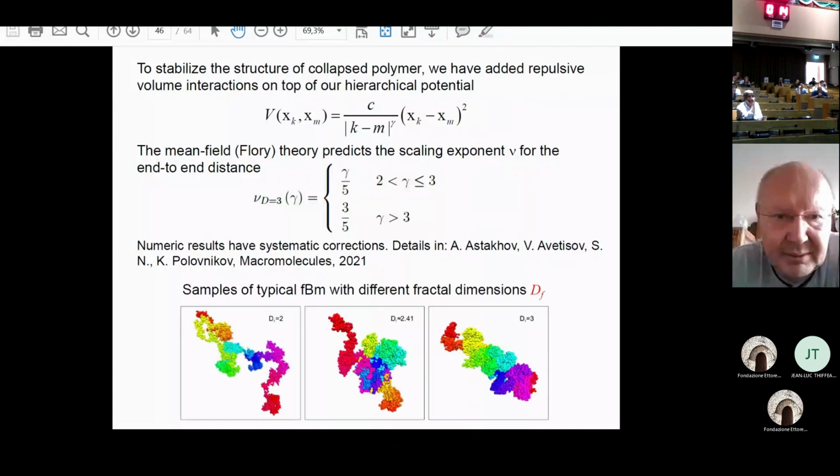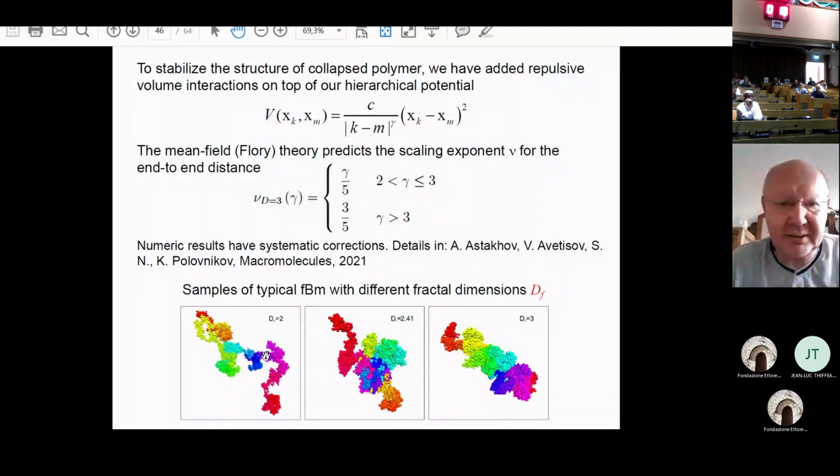Okay, so some results. Here are some snapshots of fractal Brownian motions with different fractal dimensions in three-dimensional space. This is the typical Brownian motion of fractal dimension 2. You see that it looks like a sparse random walk. Then we increase the fractal dimension, and it becomes more dense. We increase it again, even higher, and we see that territories are formed. You see that the colors are well segregated in space and form sort of territories.